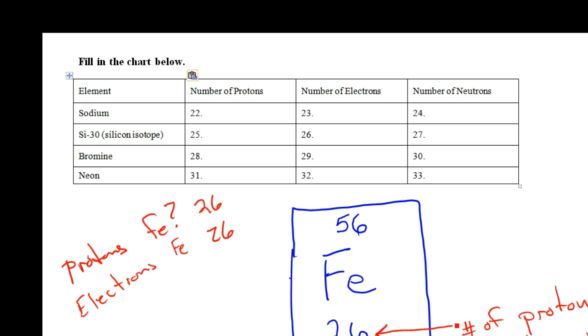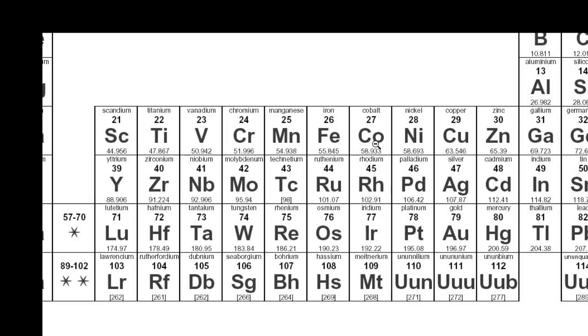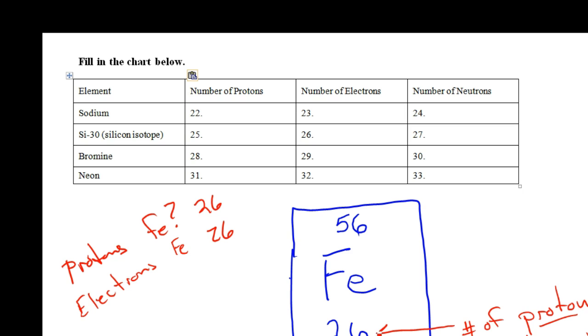All right. Now, by the way, the protons for an element will never, ever, ever change. If you change the protons, you change what element you're talking about completely. So if I say 27, I'm not even talking about iron anymore. I'm talking about element number 27, which would be cobalt, right here in the middle. The smaller of the two values is the protons and never changes.